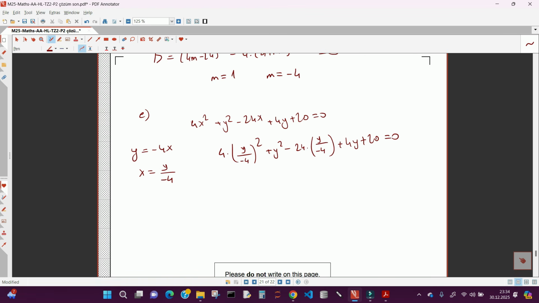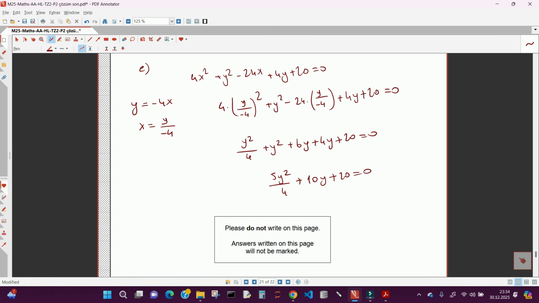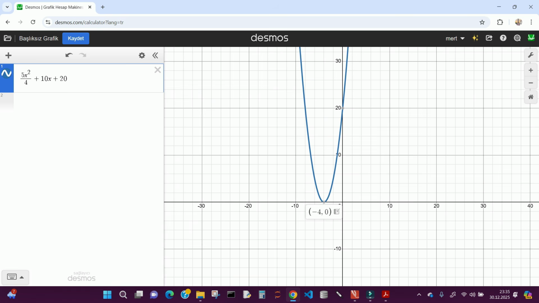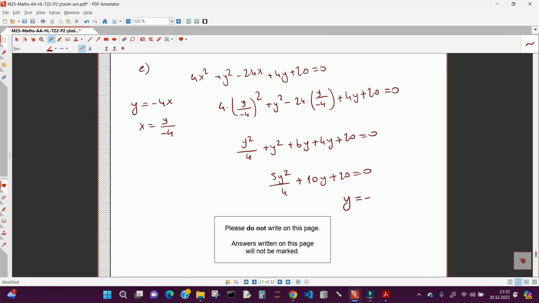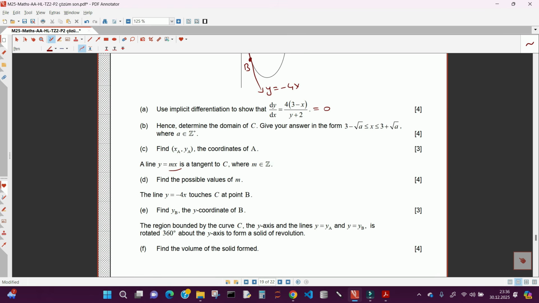Again, I will draw a graph. Or you can just simplify, it's easy. y squared over 4 plus y squared is gonna be 6y, right? Combine like terms, 5y squared over 4 plus 10y plus 20, right? You can find from here. Yeah, so the point is minus 4. y equals minus 4.